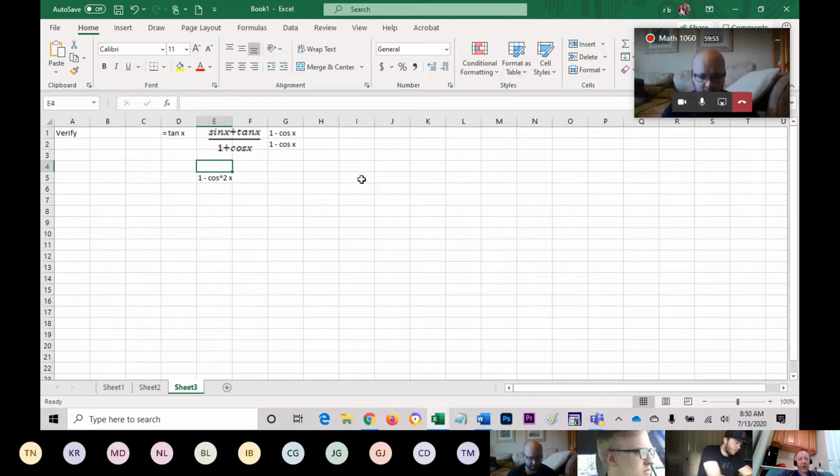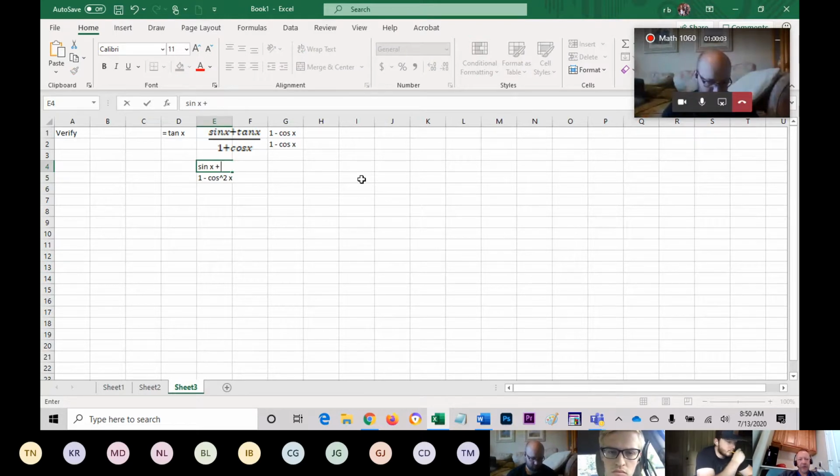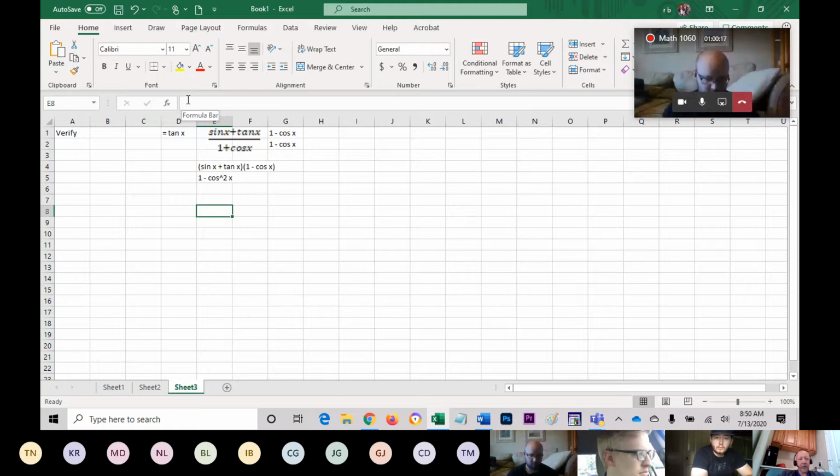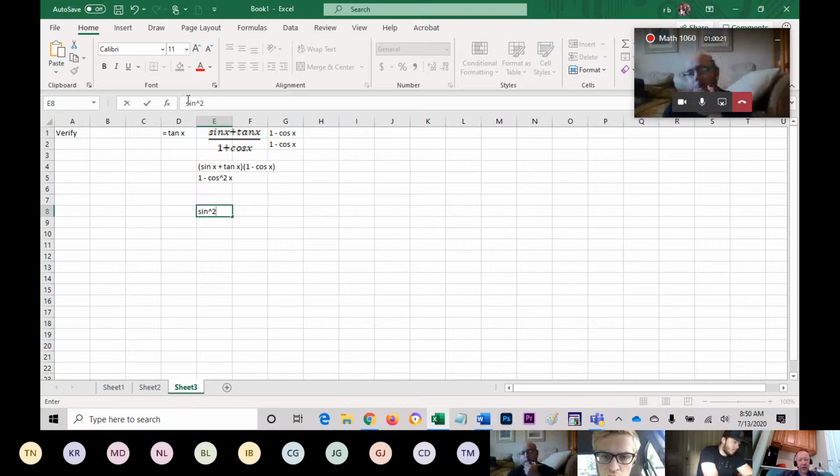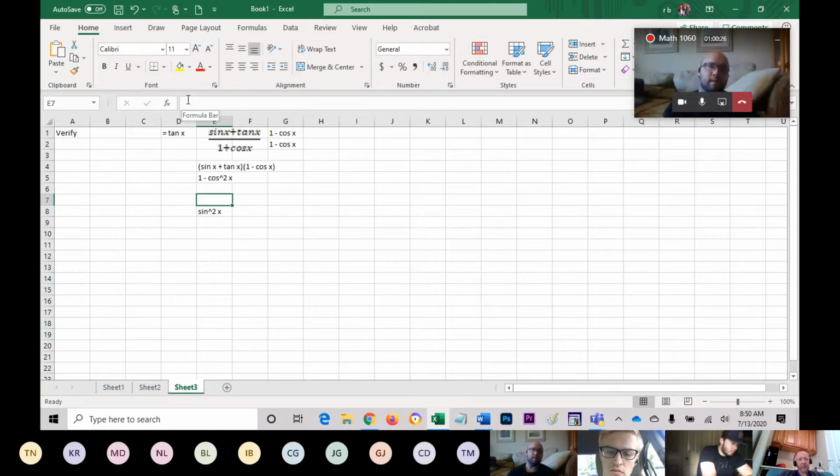And so then, okay, on the top, I've got the sine of x plus the tangent of x multiplied by 1 minus the cosine of x. I have to put my parenthesis at the beginning. Okay, so on the bottom, you said you're going to get the sine squared of x. Yeah. Okay. Now, what do you want to do at the top?